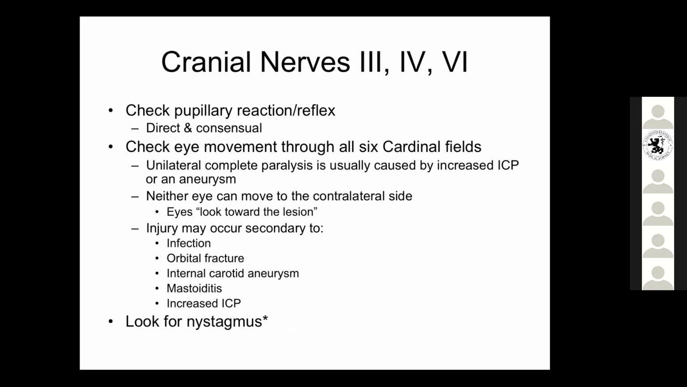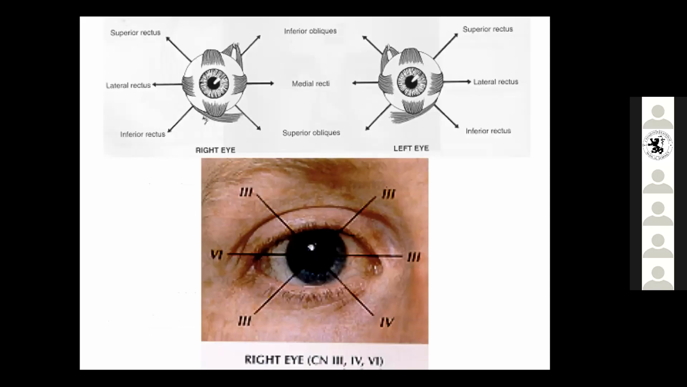Injuries of cranial nerves 3, 4, and 6 can happen in cases of infection like meningitis, orbital fractures, aneurysm of the internal carotid, mastoiditis, or increased intracranial pressure. The reason is that increased pressure can cause a herniation, which can press on these cranial nerves, resulting in damage to their function. This picture shows each part of the eye and which muscle is controlled by which nerve.